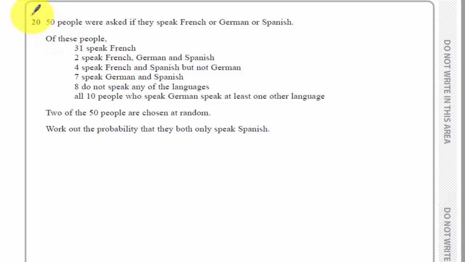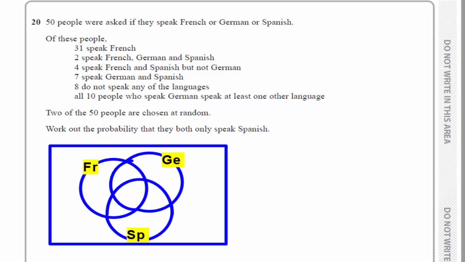Question 20. 50 people were asked if they speak French or German or Spanish, and then we have a long list of information. 2 of the 50 people are chosen at random. Work out the probability that they both only speak Spanish. The best way to present this data is via a Venn diagram, and then we can look at the probabilities.